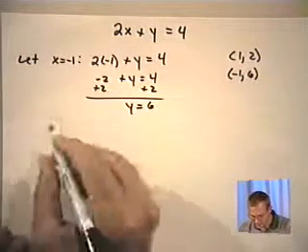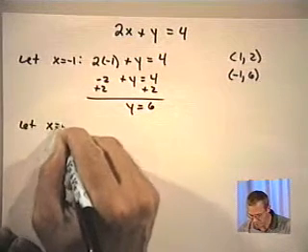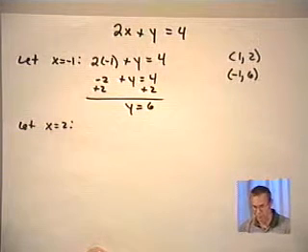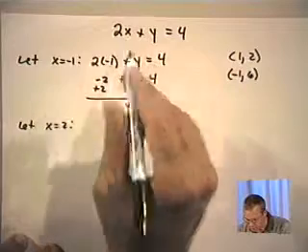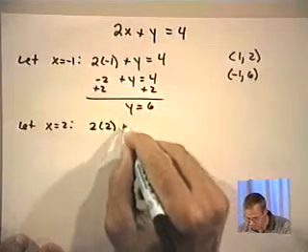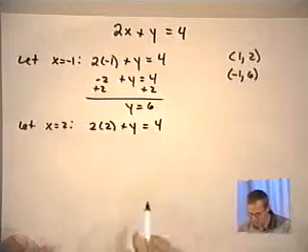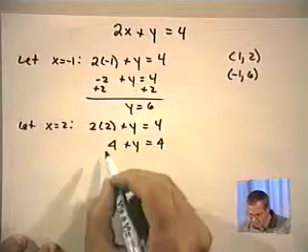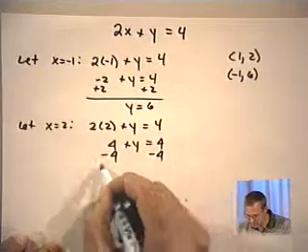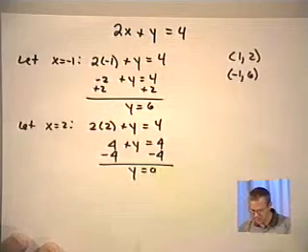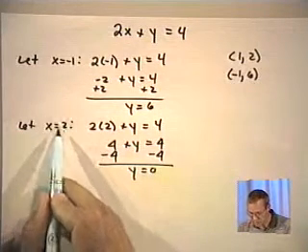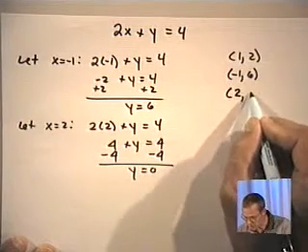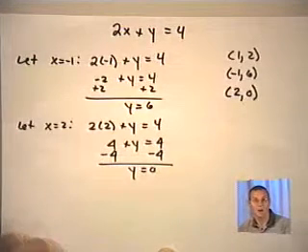Let's try one more. How about if I let x equal 2? I'll find one more ordered pair. I could do this forever. I could find as many as I wanted. Let's plug the 2 in for x. Two times 2 is 4. Solving for y, I subtract 4 from both sides. So the point that corresponds with the x value of 2 is a y value of 0, which tells me that (2, 0) is another ordered pair on the graph.